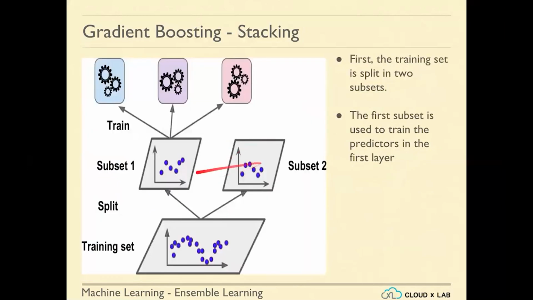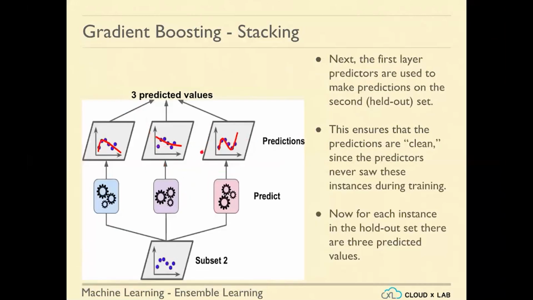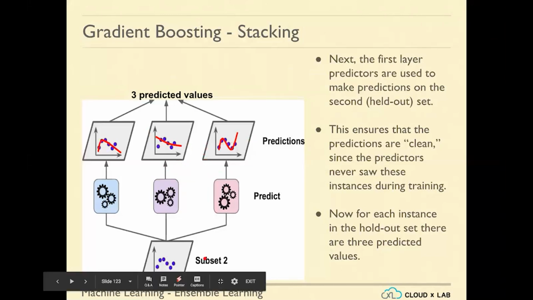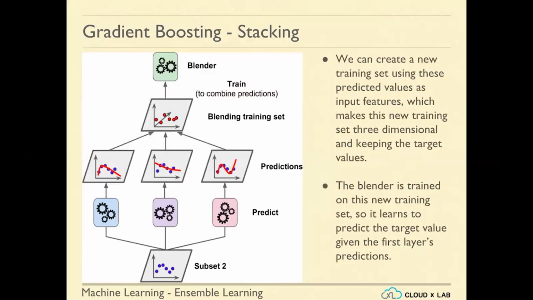If we did not split it, and first let it train on this and then predict on this same subset, all these errors would be 0, right? And there would be nothing to predict. Therefore, it won't be able to reduce the errors. Now, for each instance in the holdout set, there are 3 predicted values. We can create a new training set using these predicted values as input features, which makes this new training set three-dimensional, and keep the target values.